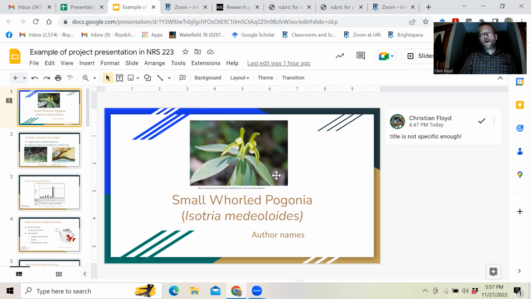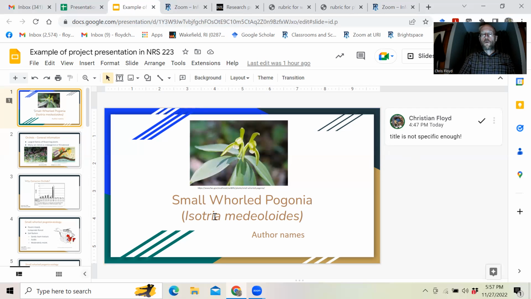First of all, though, I do want to point out one thing. This paper and this talk had a lot going for it. However, that title doesn't cut it. The title is just simply the study organism. That's not what the paper or the presentation was about. The presentation was about methods for conserving the species. So that title is not specific enough. I would give that title like a 2 out of 5.